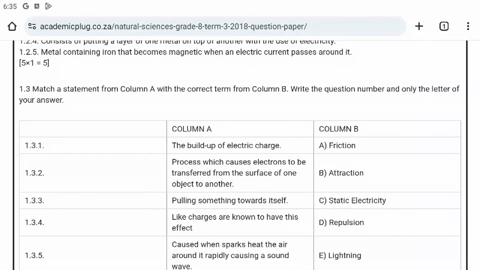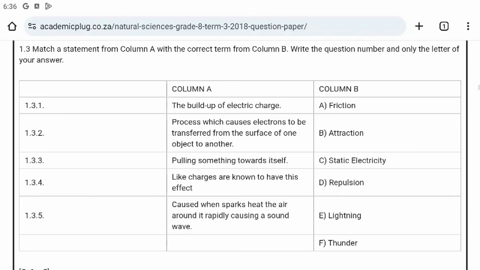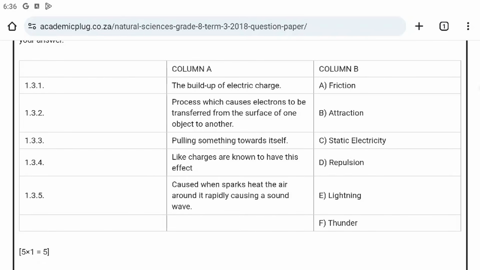Then 1.3. Match a statement from column A with the correct term from column B. Write the question number and only the letter of your answer. Column A. Okay, so we're going to go through this. 1.3.1, the build up of electric charge.